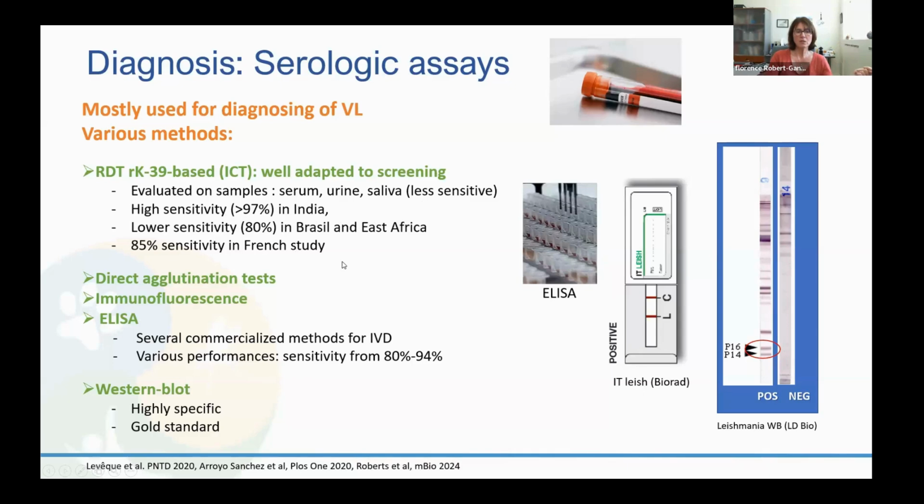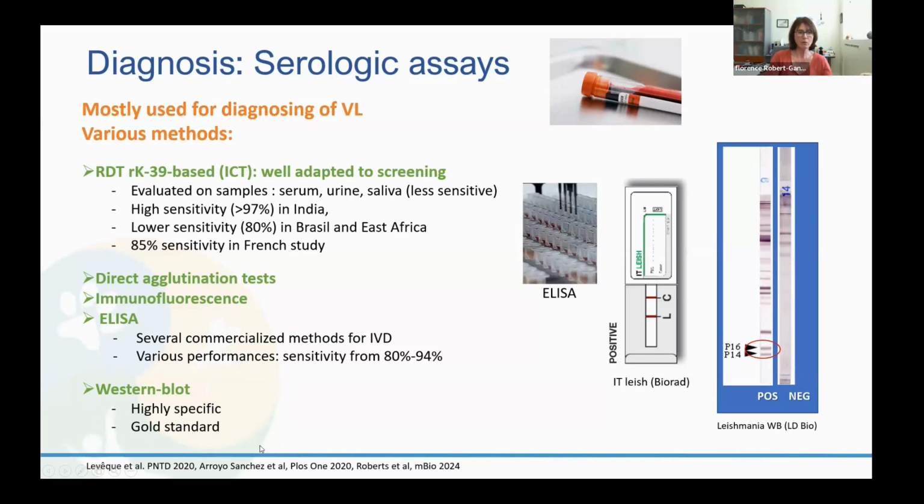Interestingly, the sensitivity can be lower in other areas in the world, such as Brazil and East Africa, and in a French evaluation study, it showed only 80% sensitivity, so less than ELISA assays, which are mainly used today, because there are several commercialized assays on the market, and they have a sensitivity varying from 80% to 94%. Other tests, such as immunofluorescence or direct agglutination tests, can also be used.